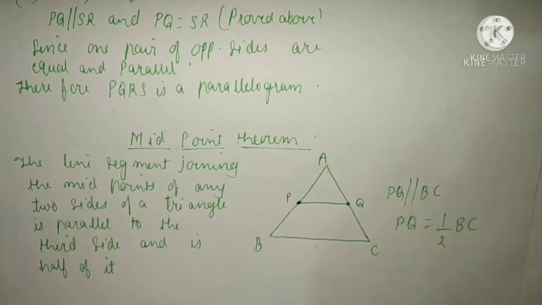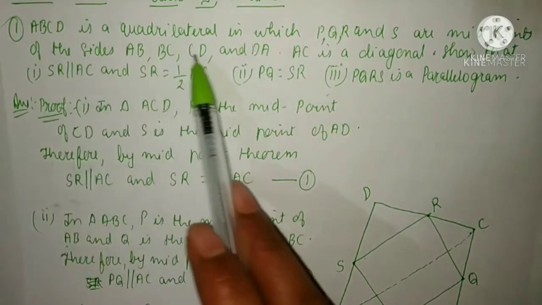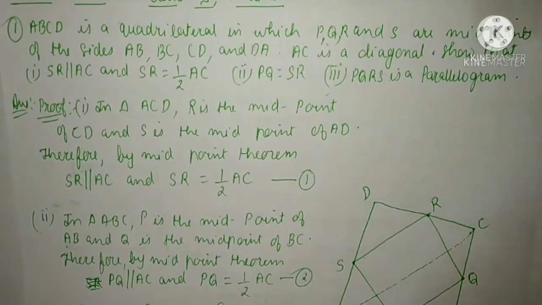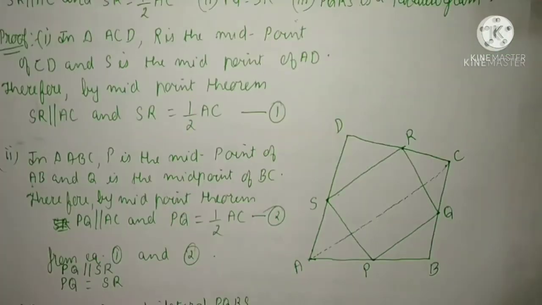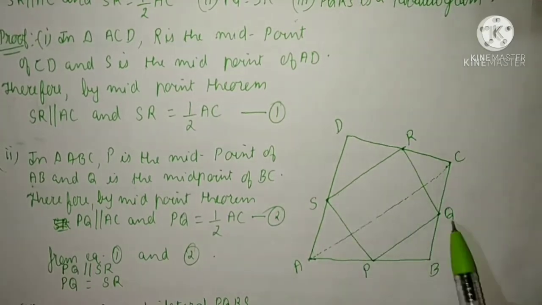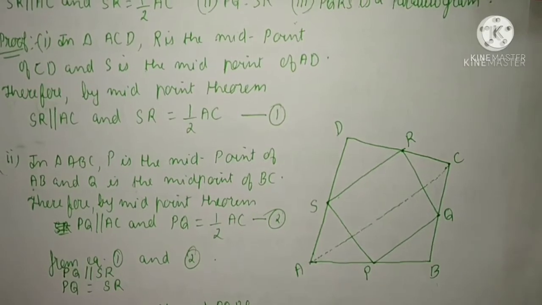Now see the first question. ABCD is a quadrilateral in which P, Q, R and S are midpoints of the sides AB, BC, CD and DA. AC is the diagonal. Then show that, see, it is given that S is the midpoint of AD, R is the midpoint of CD, Q is the midpoint of BC and P is the midpoint of AB, and this AC is a diagonal.